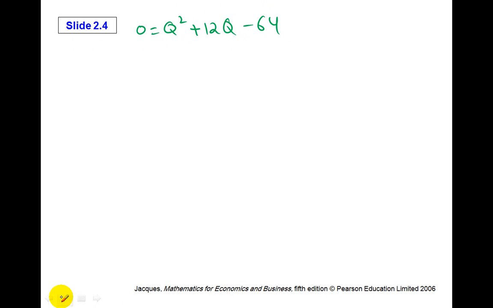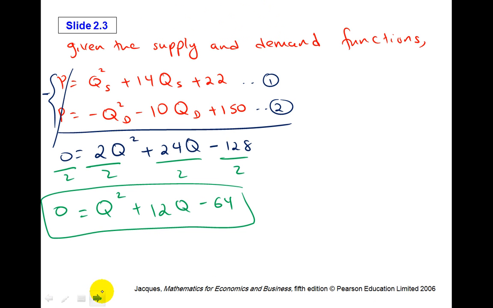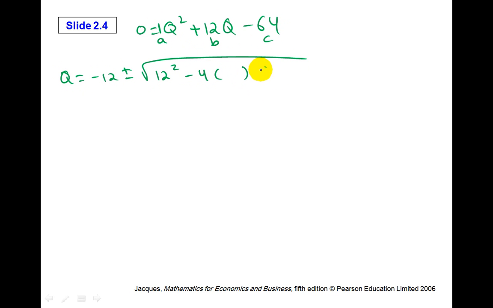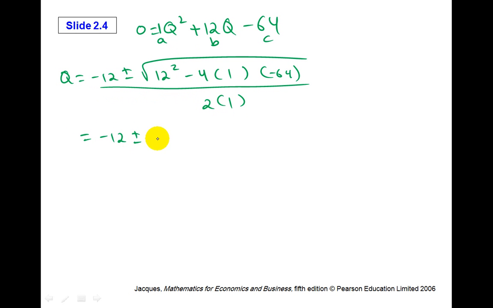Let me just check once. Yes, so here the coefficient of Q squared is 1, so this is a and this is b and this will be c. So Q equals minus b, which is minus 12, plus or minus the square root of 12 squared, minus 4 times a times c. A is 1 and c is negative 64, over 2a. 2 times a is here 1.